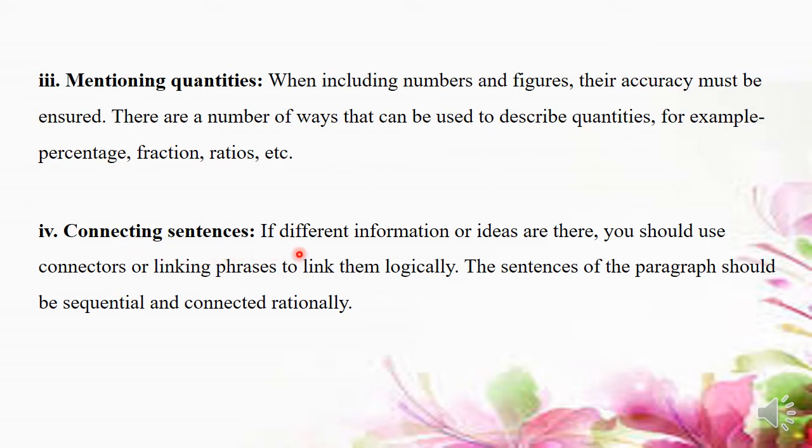Next, connecting sentences. If different information or ideas are there, you should use connectors or linking phrases to link them logically. The sentences of the paragraph should be sequential and connected rationally. So you need to connect the paragraphs as well as the sentences. As we maintain connectivity between paragraphs, we also need to maintain connectivity with regard to sentences, because a reader must be able to understand your analysis very clearly without any doubts. You need to provide all the information in a logical manner and in sequential order. The sentences of the paragraph should be sequential, arranged in order. That's the meaning of sequential, and connected rationally.